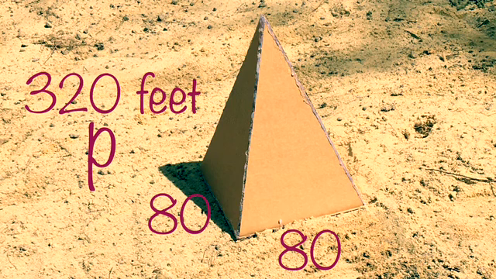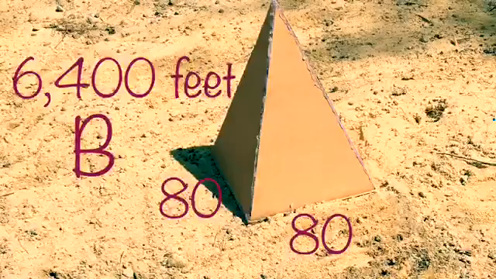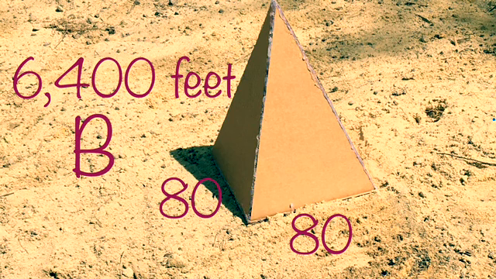Next, we're going to calculate the perimeter, which is the distance around the base. If each side is 80 feet, then we can simply do 80 times 4, which is 320 feet. The last value we need is the area of the base, represented by the large uppercase B. All we need to do is 80 times 80, length times width, or 80 squared. So the area for the base of this pyramid is 6,400 square feet.